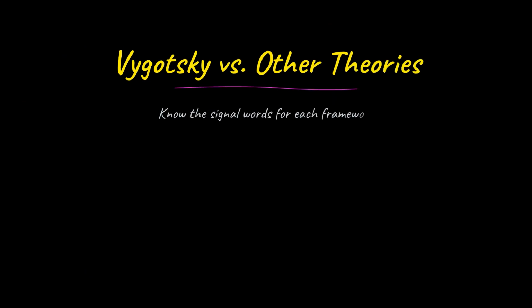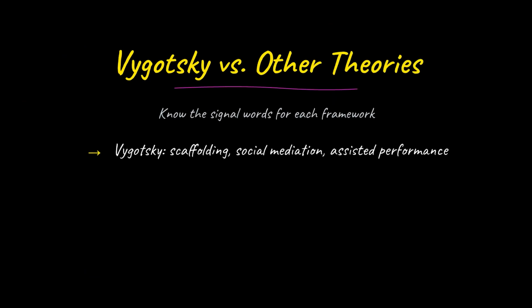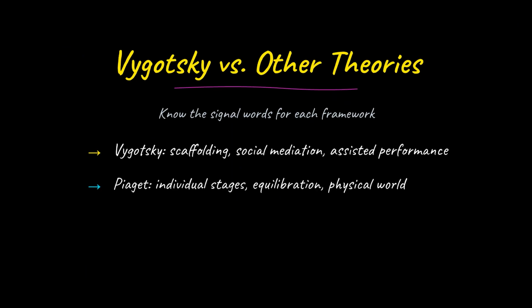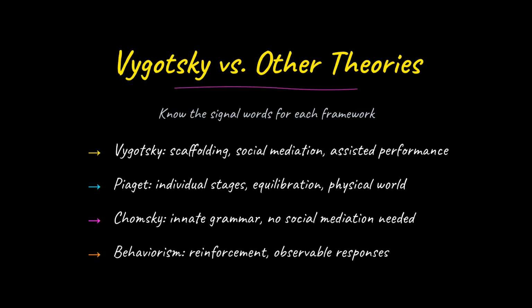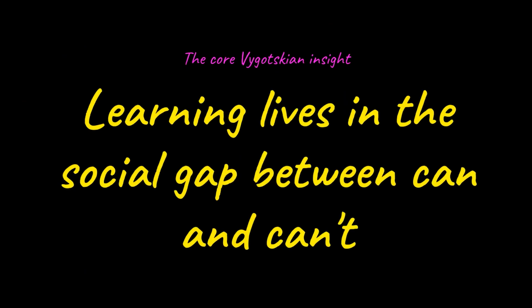On exams, the key is distinguishing Vygotsky from neighboring theories. Piaget emphasizes individual stage progression through encounters with the physical world. Chomsky proposes inborn linguistic structure. Behaviorism focuses on reinforcement. Whenever you see scaffolding, a more knowledgeable other, or assisted performance exceeding independent ability, that is Vygotsky. The zone of proximal development reminds us that the most powerful learning happens not in isolation, but in the supported space between what a learner already knows and what they are just beginning to reach.